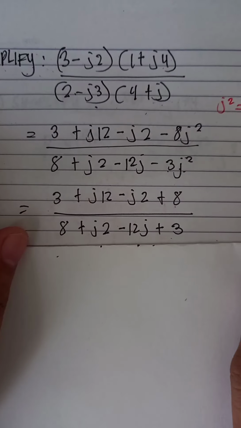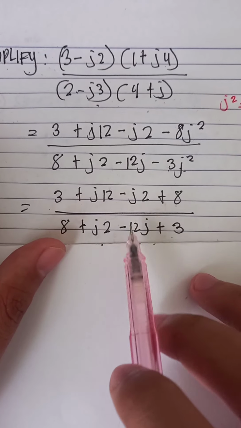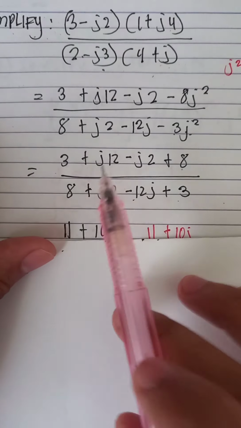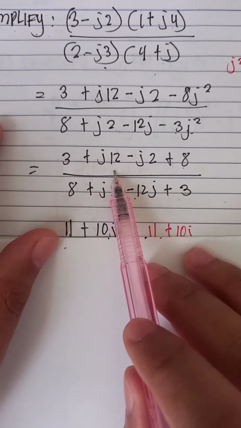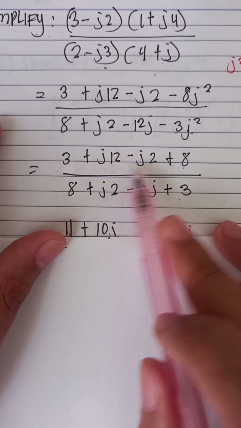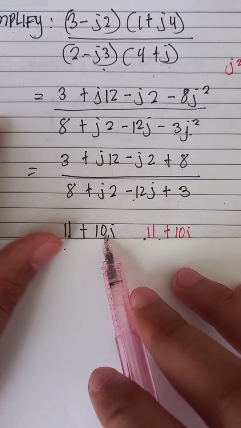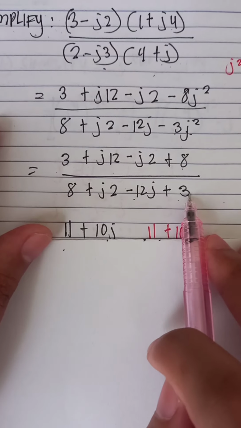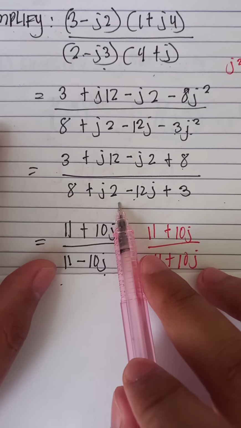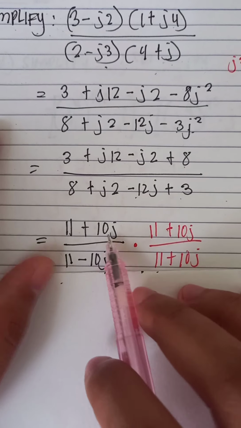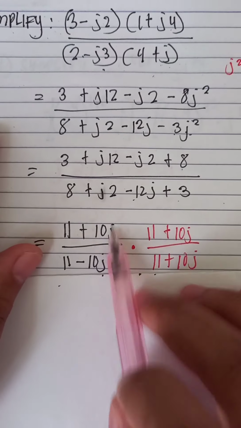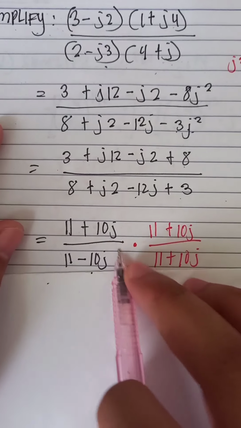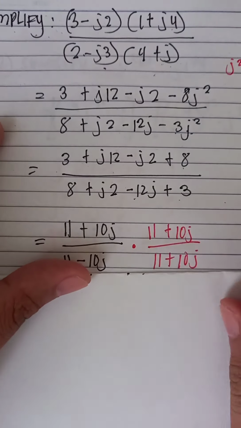So the next step is we have to simplify the numerator and the denominator of this equation. First, 3 plus 8 is equal to 11, and then the imaginary part is 12 minus 2, which is equal to 10j. Also the denominator, 8 plus 3 is equal to 11, and 2j minus 12j is equal to negative 10j. So using this equation, we have to perform the conjugate rule.